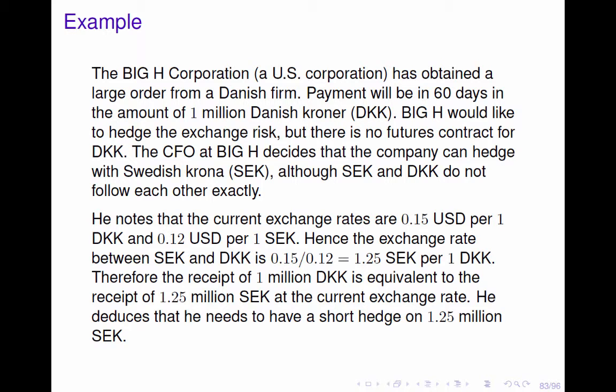He notes that the current exchange rates are $0.15 per 1 DKK and $0.12 per 1 SEK. Hence, the exchange rate between SEK and DKK is 1.25 SEK per 1 DKK. Therefore, the receipt of 1 million DKK is equivalent to the receipt of 1.25 million SEK at the current exchange rate. He deduces that he needs to have a short hedge on 1.25 million SEK.